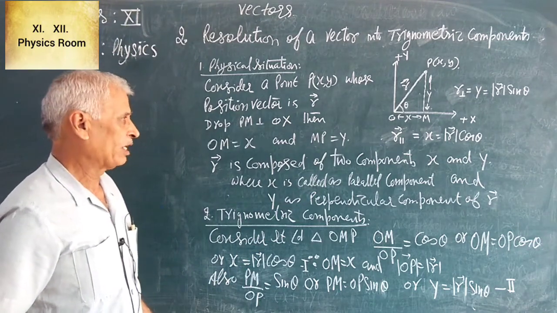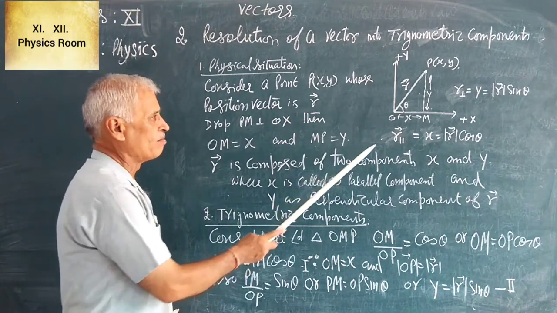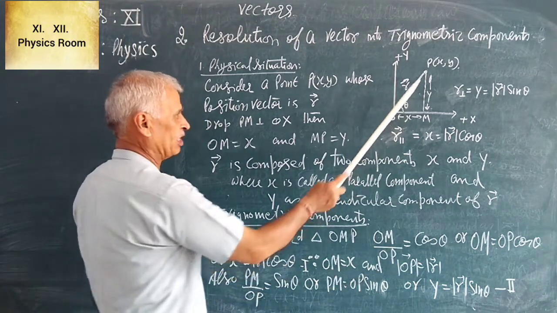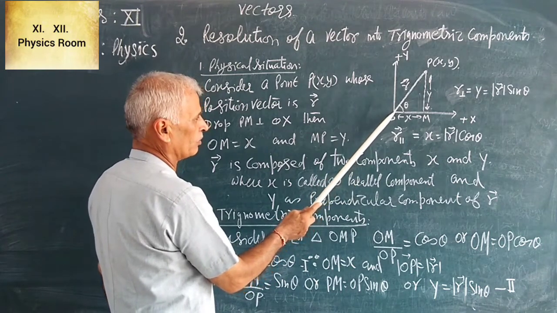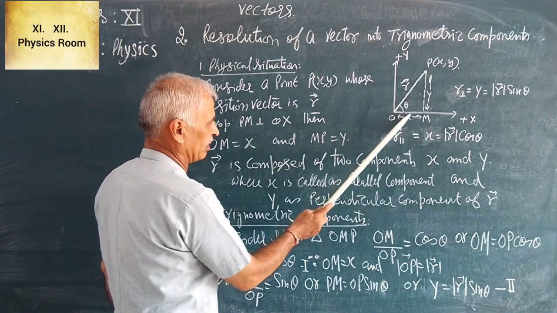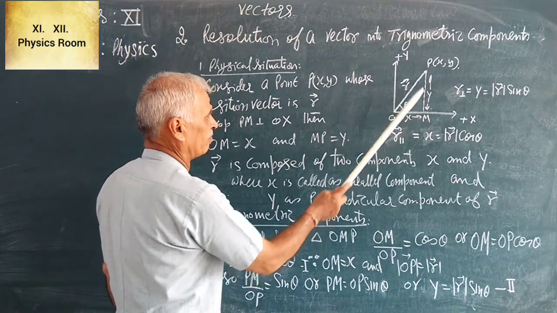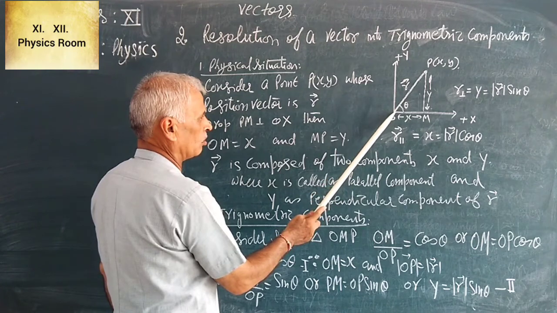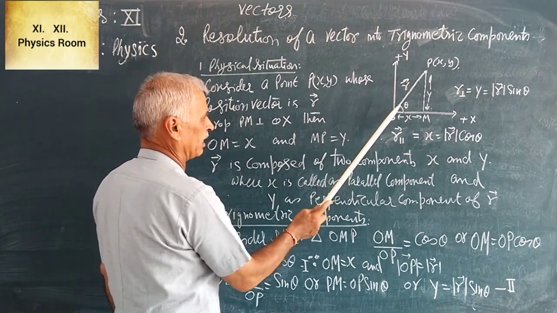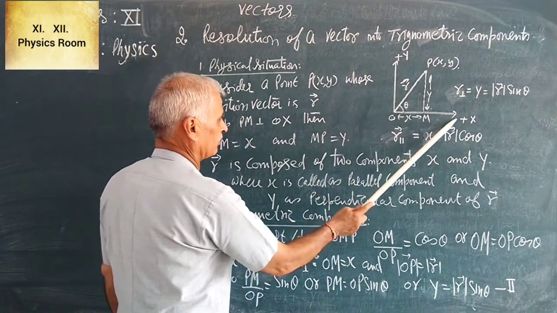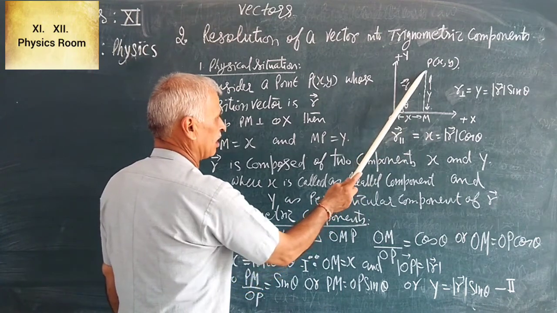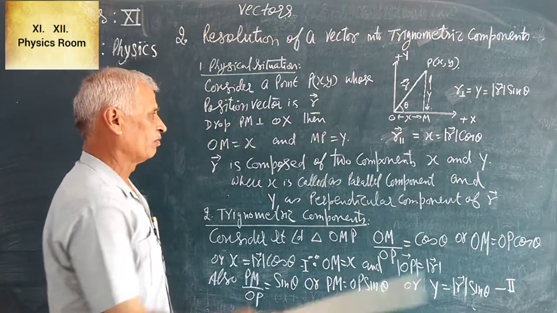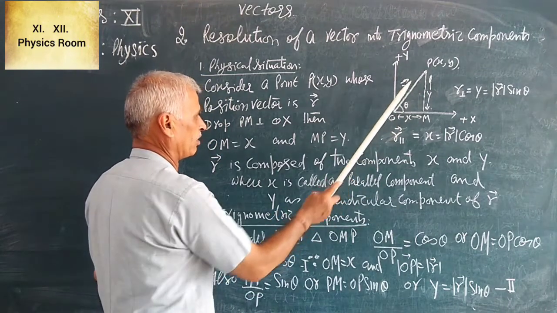Now, vector r is composed of two components x and y, because we can reach point P from O along this direction, from O to M and then from M to P. Also, we can reach P from O in this direction, inclined at an angle theta with the x-axis, a distance r. Both ways we can reach point P from the origin.